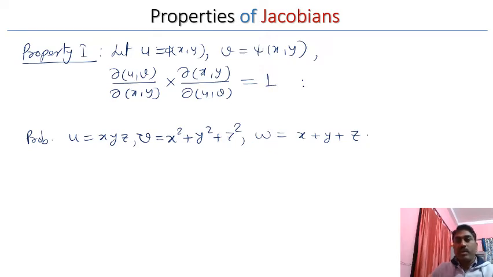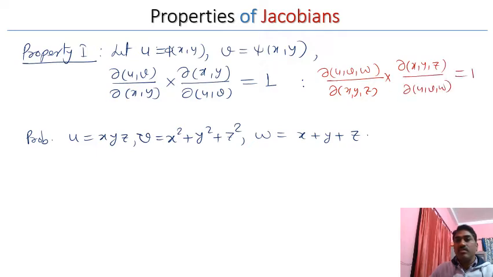So for example, if you have three variables, then the Jacobian of u, v, w with respect to x, y, z into the Jacobian of x, y, z with respect to u, v, w is 1. And if there are more variables, 4, 5, 6 or n number of variables, the property will hold as well. So here u, v and w are given as functions of x, y and z, and find the Jacobian of x, y, z with respect to u, v and w.